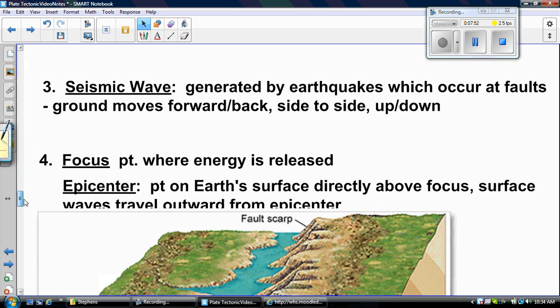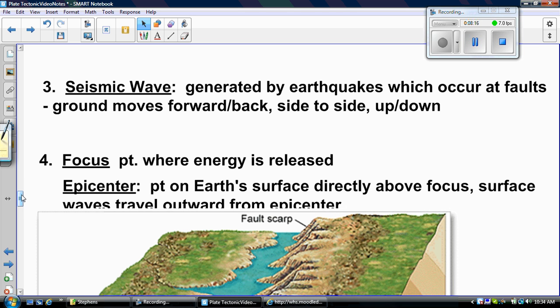Okay, so now we're going to switch to earthquakes. Earthquakes occur, remember, at transform boundaries when plates are sliding past each other. Seismic waves are the energy that is generated by the earthquakes. And earthquakes occur around fault lines. Fault lines are where the rock sections are actually sliding past each other. A seismic wave can cause the ground to move forward and back, side to side, and up and down.